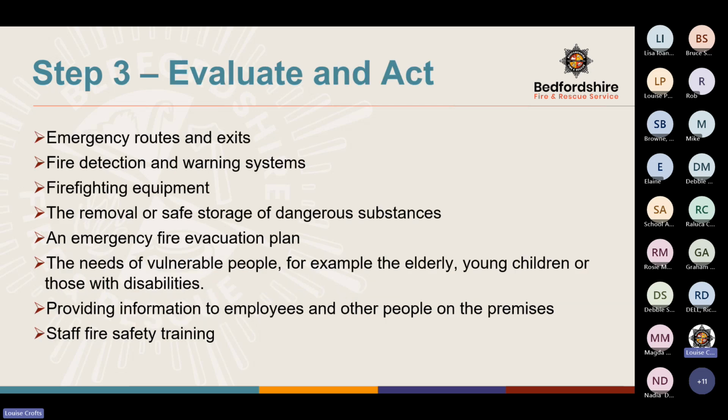So then you need to, using the guidance, because all of the information is in the guidance and it's broken down by category, so it's quite easy for you to follow. So you need to think about emergency routes and exits. So if there is a fire in the premises, will people be able to get out? Are there enough exits for the number of people that are in that premises? Are the emergency routes protected? Are they clear? Do they lead to a place of safety?